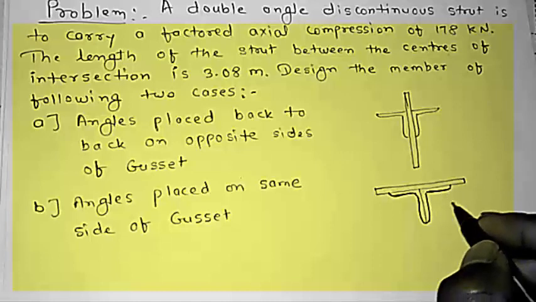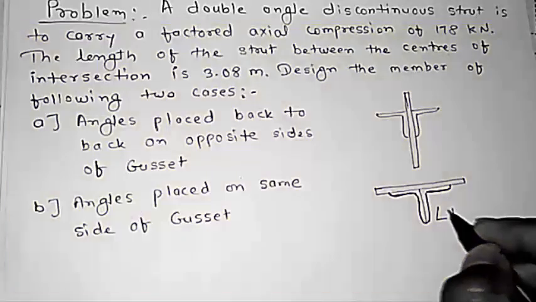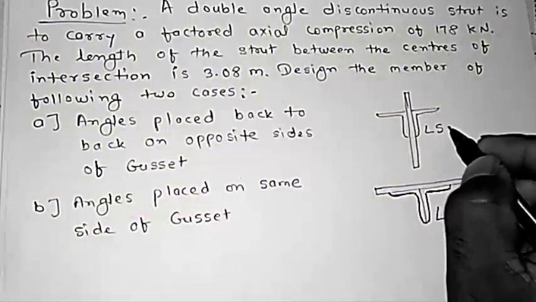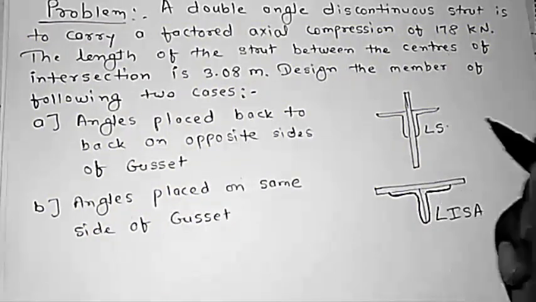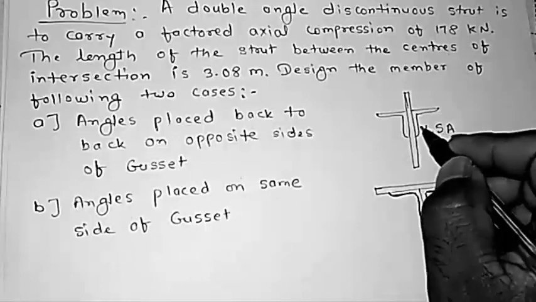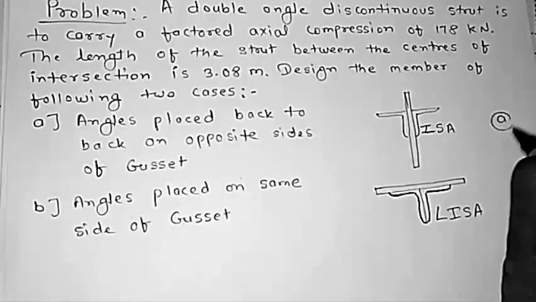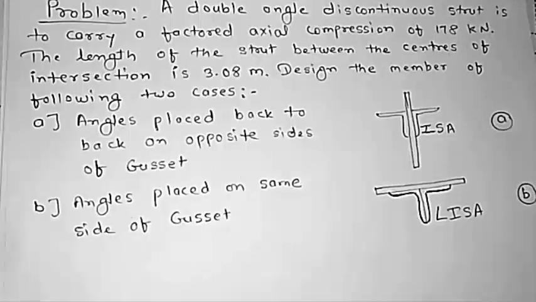So these are the IS Indian standard angle sections. So these are the two cases. This is case number 1 and this is your case number 2.